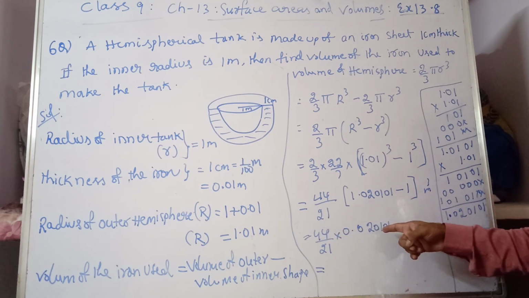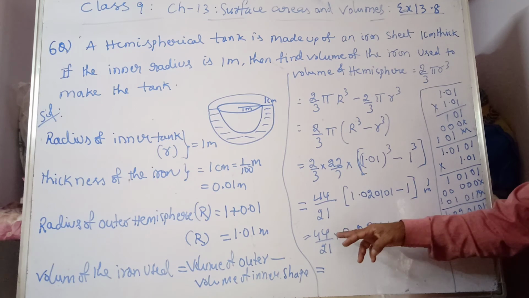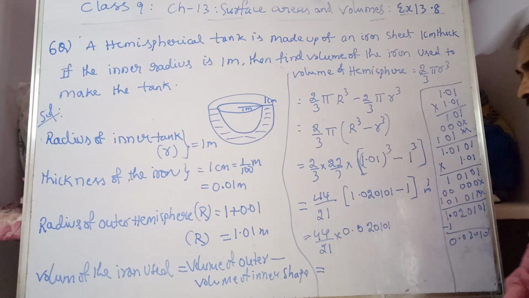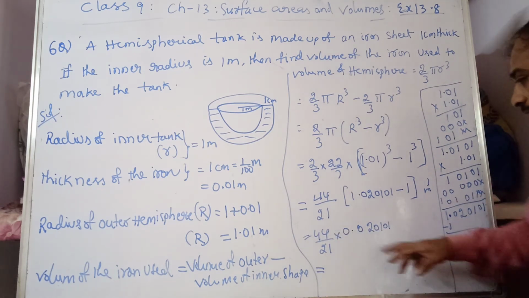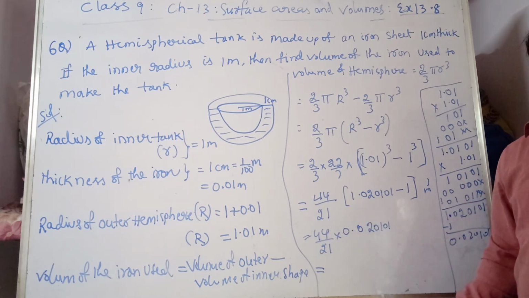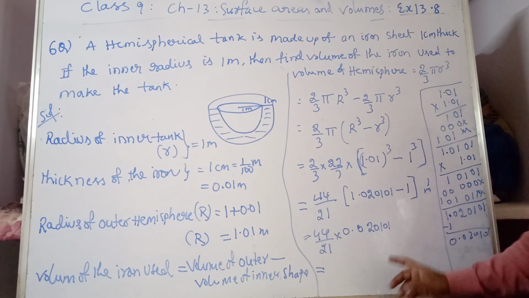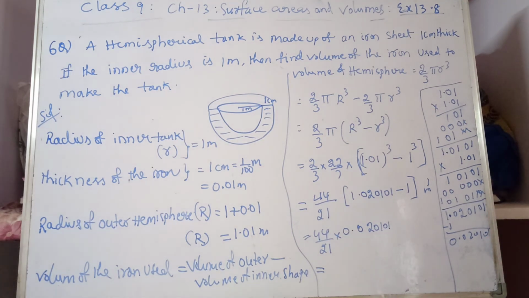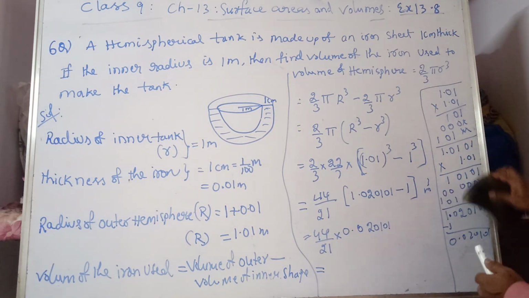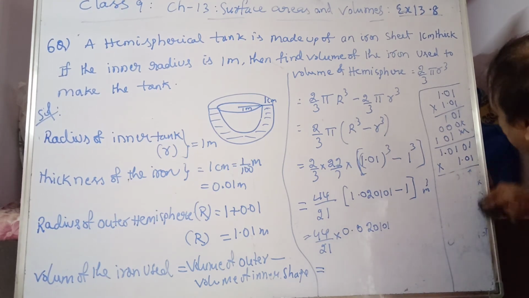So 44 into 0.020101 into 44 divided by 21. So here you can check the work out, this 44 into 0.0201, how much you get, divided by 21. We'll check it. Sorry for the inconvenience. Here you check it. When we multiply these two, our answer is here.